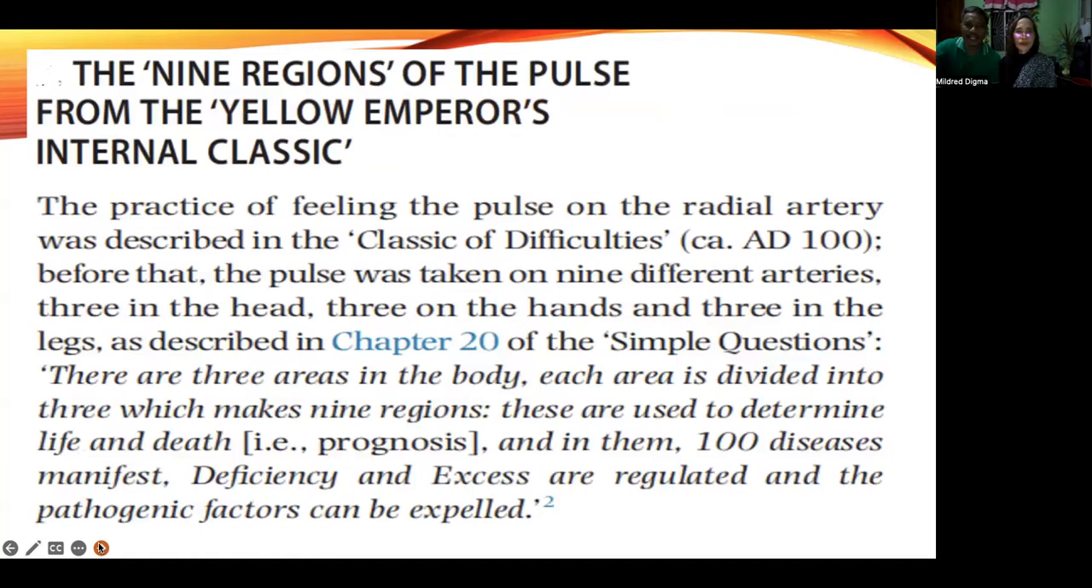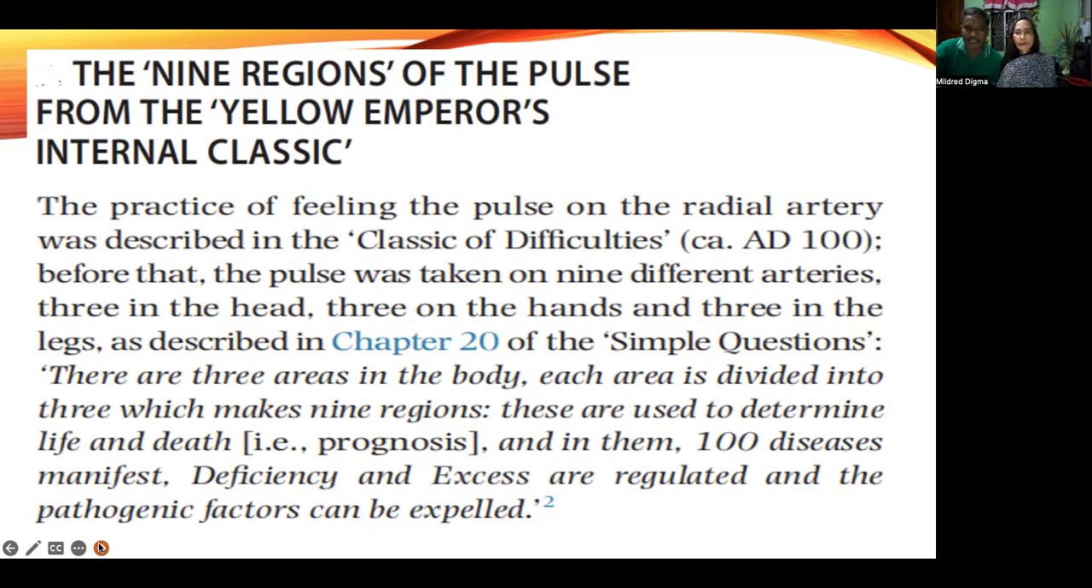Okay, ito naman yung sa 9 regions. At least alam natin na ang 9 regions according to the Yellow Emperor, ito yung isang classic na book na nagsulat pa nung 100 years before Christ. So, ang sinasabi dito is there are areas of the body na hinati mo sa tatlo at yung tatlo hanggang sa mahati sa siyam na region. Ito ay ginagamit nila to determine the life and death prognosis.